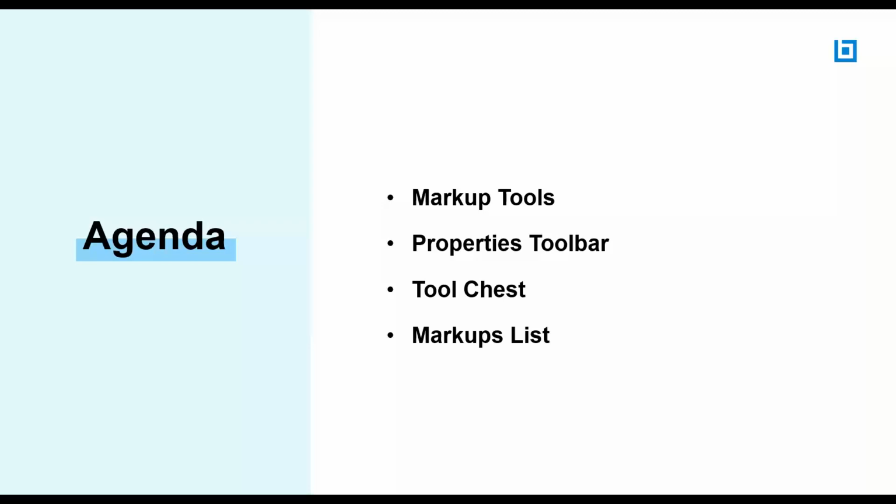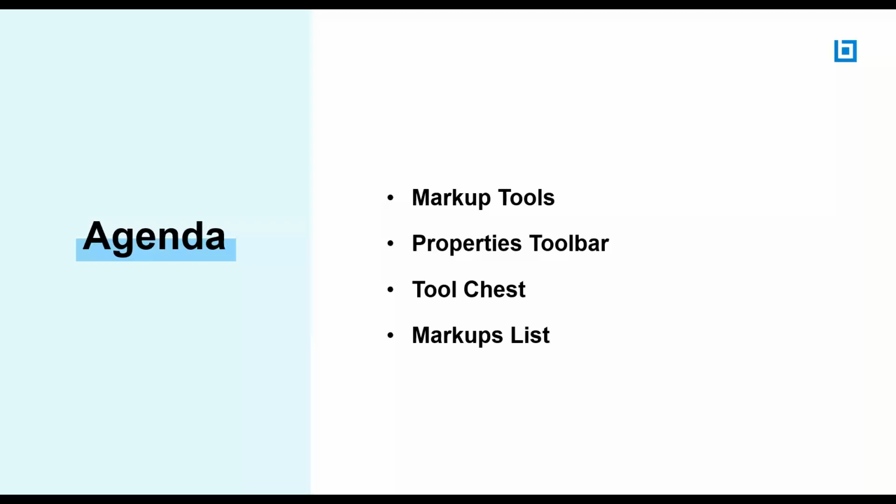Once we've placed the markup tools and customized them in the Properties Toolbar, the very last thing we're going to want to do is save them in the Tool Chest. The Tool Chest is going to allow us to save all of our customized markups as we work within Revu, and then reuse those customized markups on any current project or future projects down the line as well. So it's kind of an ABC, 1, 2, 3 process. We place our markups, we customize them, and then we save them in the Tool Chest.